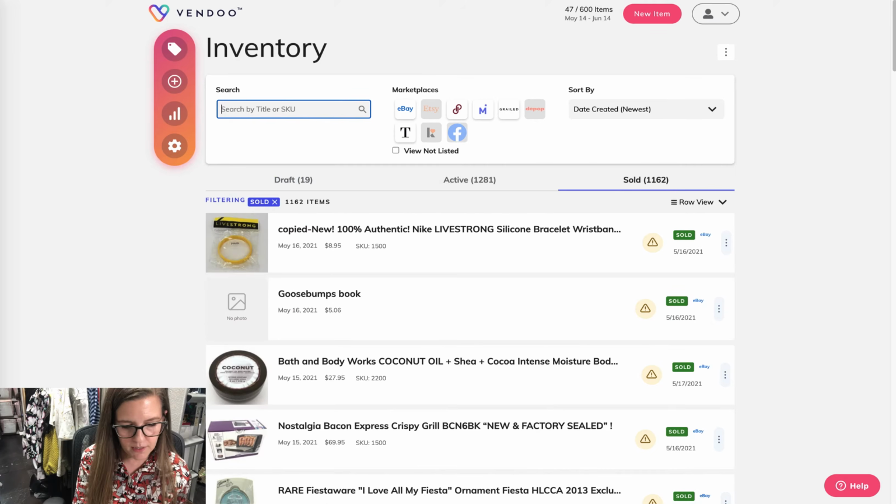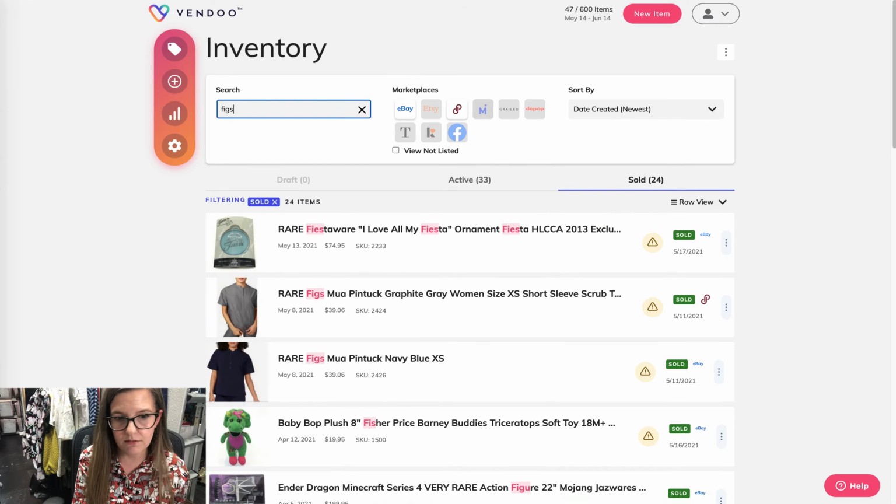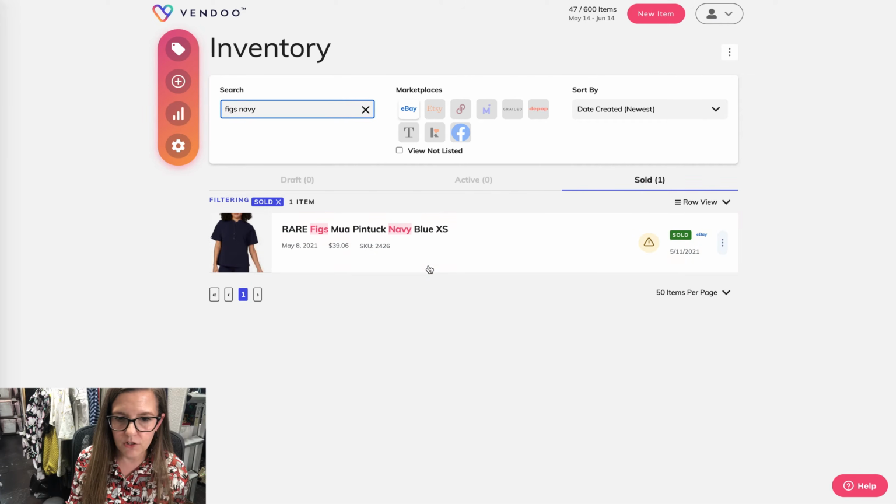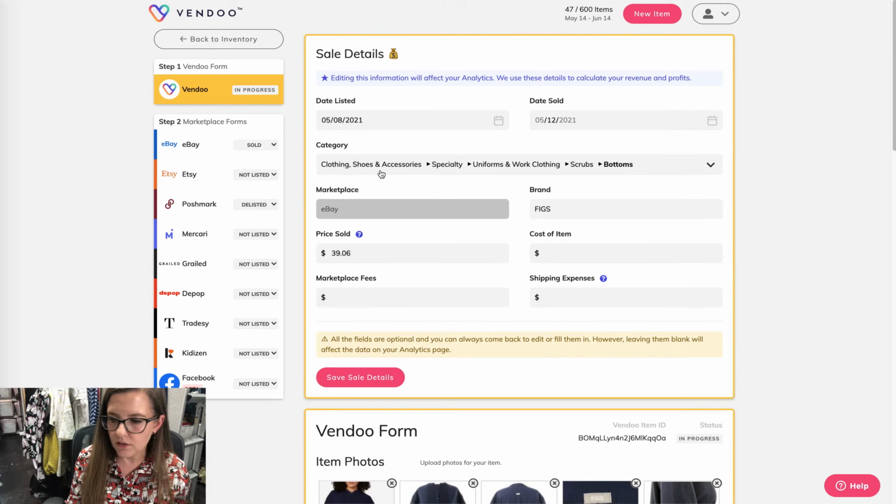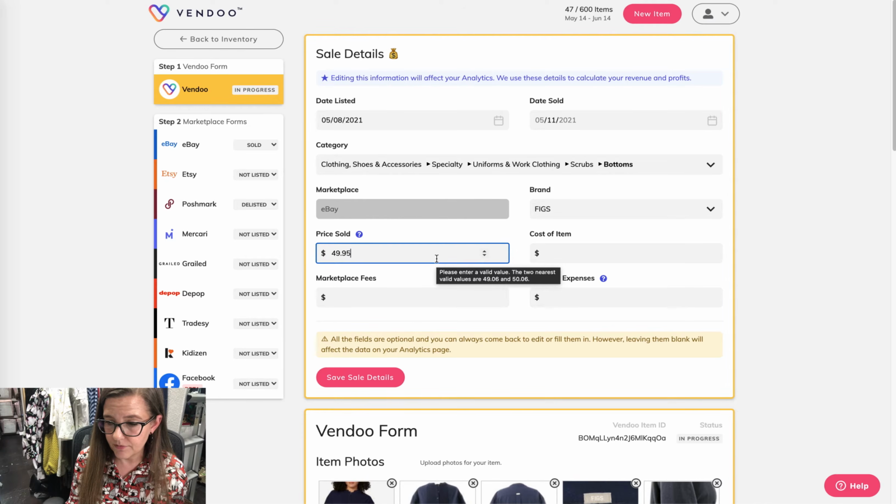All right, Figs. Love this brand. If you can find it, it's really good. This is the navy. I had 2 of them. Edit sale details. This sold on the 11th, so change that. Price sold: $49.95. That's crazy. Is that true? That can't be true.